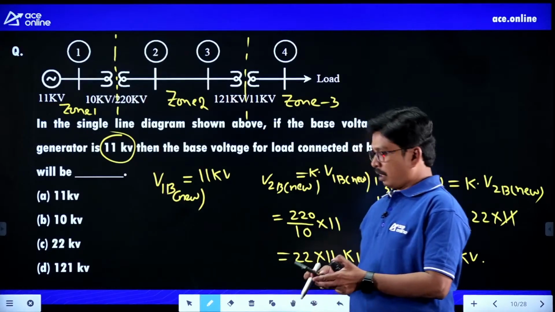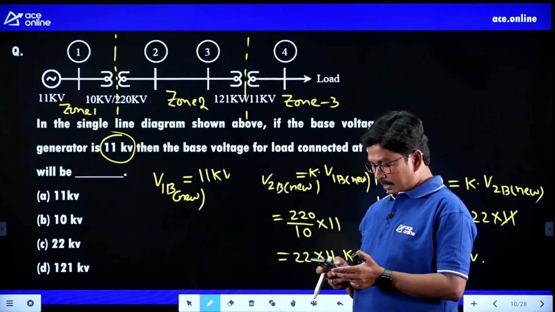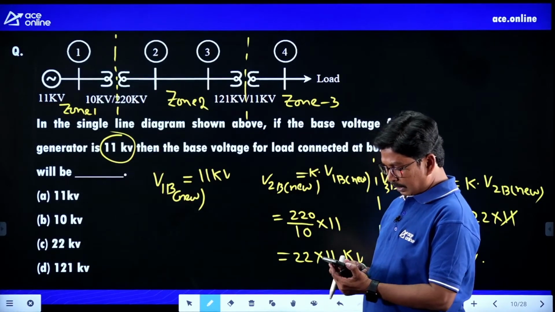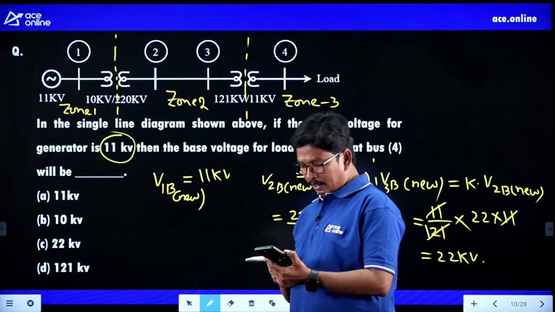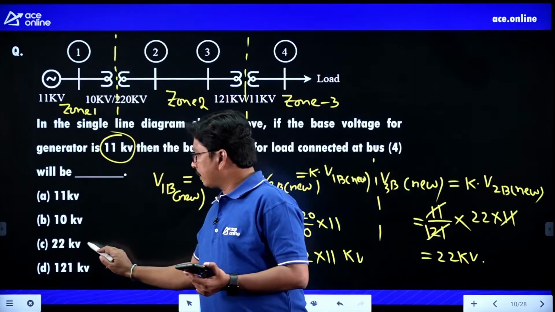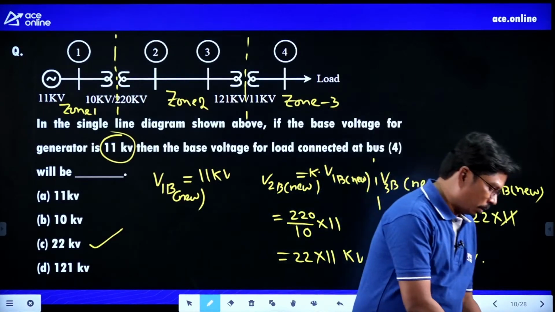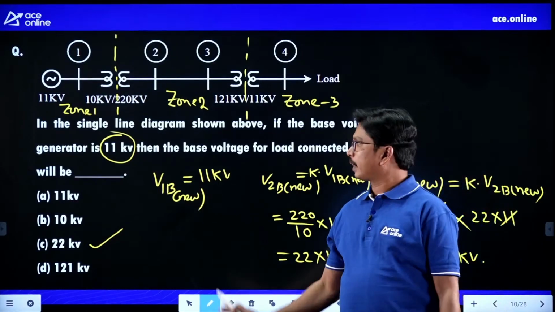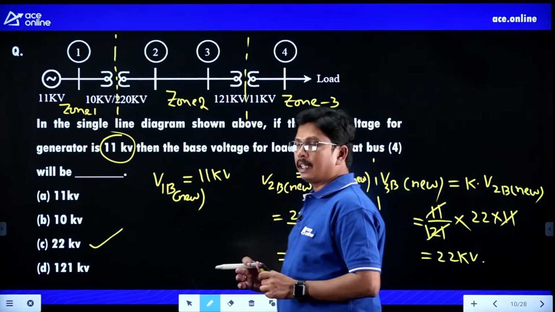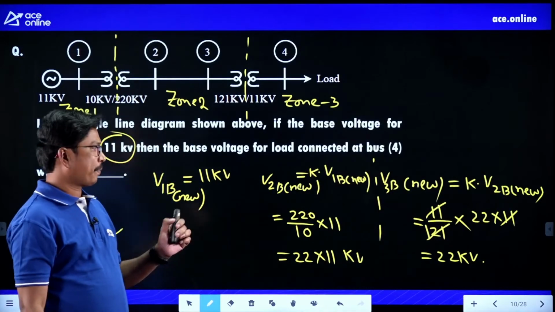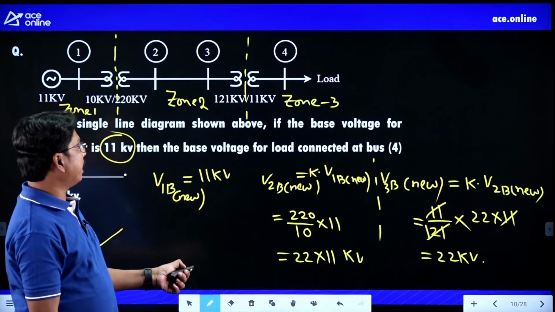So let me check how many students have given the answer. Option C. Very good. Anita, Aspirant, Uma, everybody has given the perfect answer. That will be 22 kilovolts. See here, like that we can solve the problems in the per unit system, students. So we'll go for the next question.